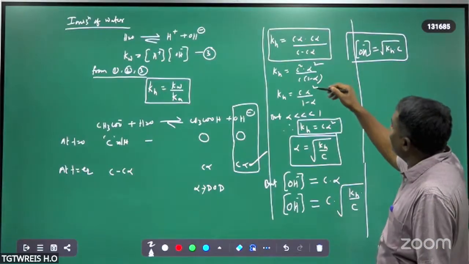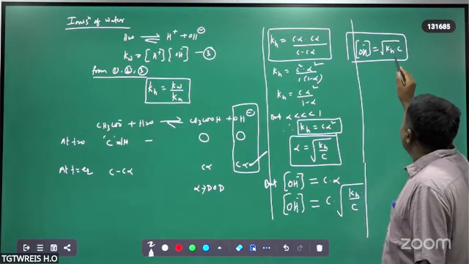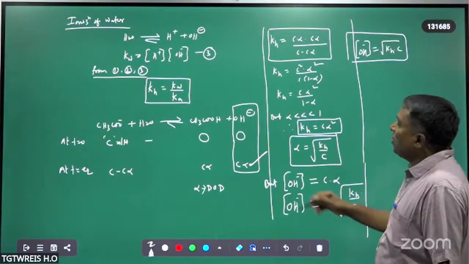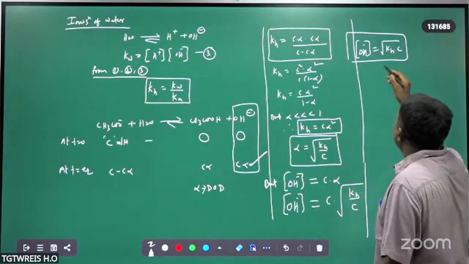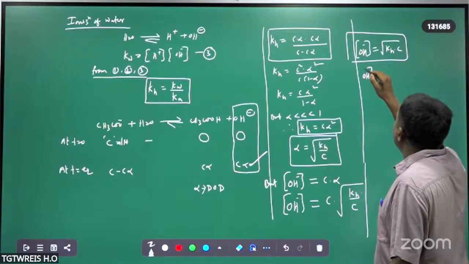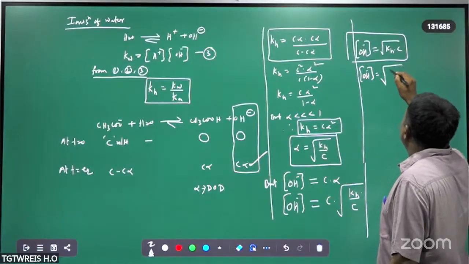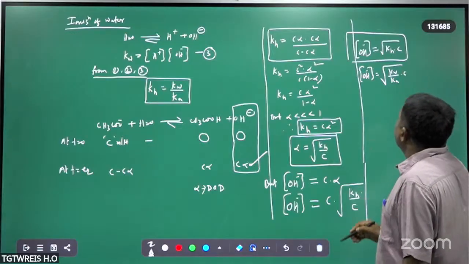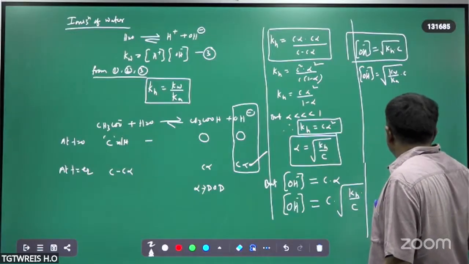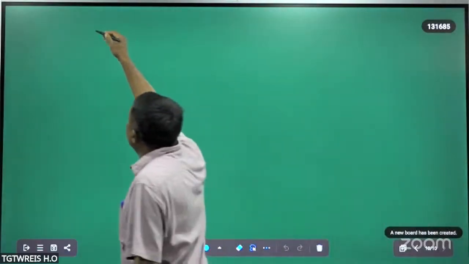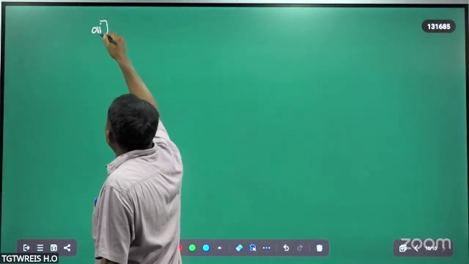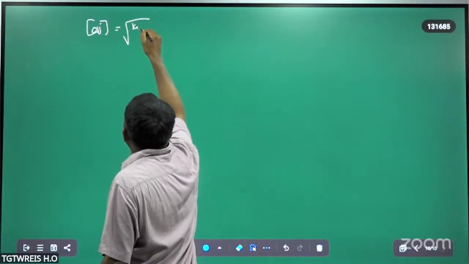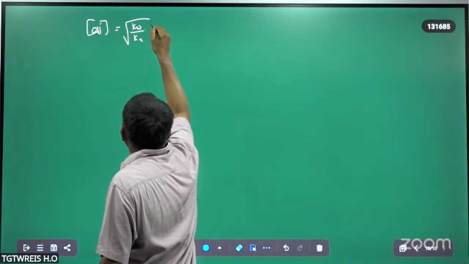But Kh is equal to C alpha square, so alpha is equal to root of Kh by C. But what is Kh? Kh is equal to Kw by Ka. So the OH minus ion concentration is equal to under root of Kw by Ka into C. By this you will get OH minus concentration is equal to square root of Kw by Ka into C.